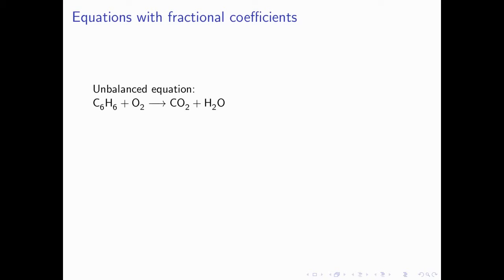We notice that there are 6 carbons on the left and only 1 carbon on the right. Add a 6 coefficient on the right. We notice that there are 6 hydrogens on the left and only 2 on the right. We add the appropriate coefficient to the right. For our next step, it gets tricky. We are to examine the oxygen atoms. There are 2 oxygens on the left and 15 oxygens on the right.